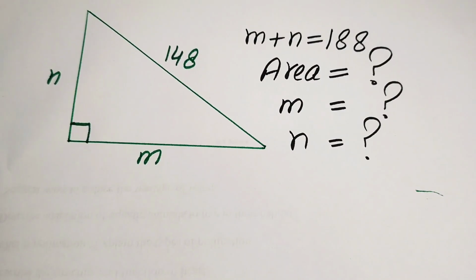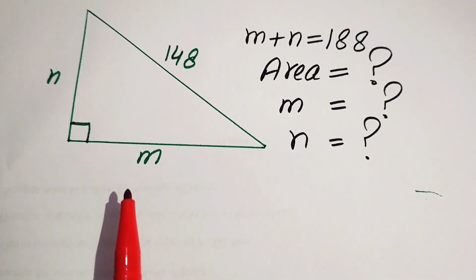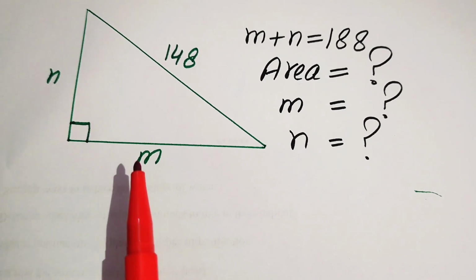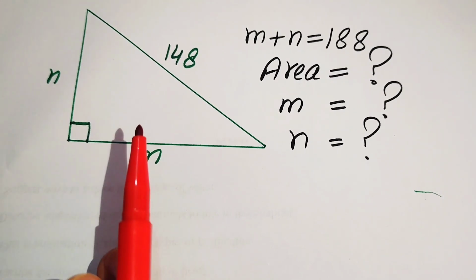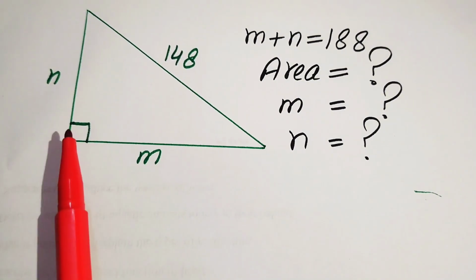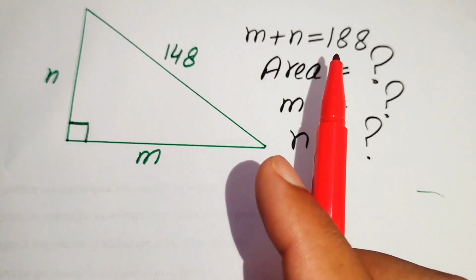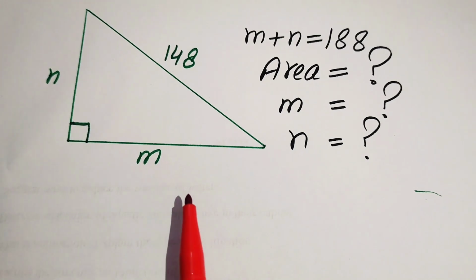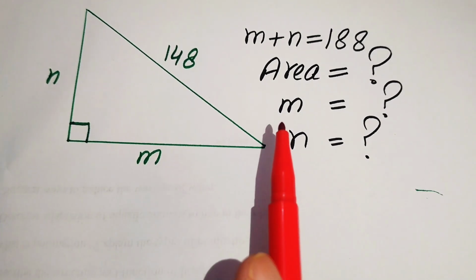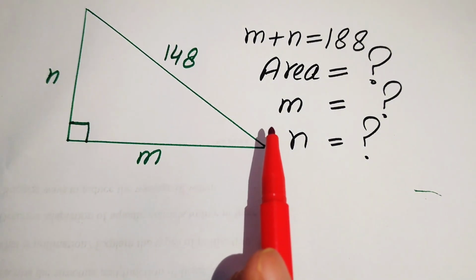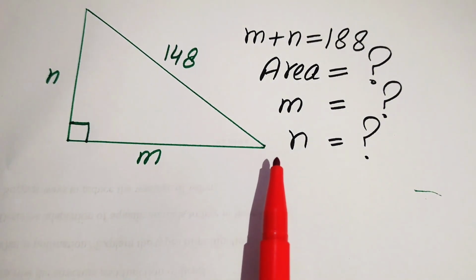Hello everyone, welcome to solve this math Olympiad geometry problem. Here we have a nice right triangle in which the lengths of its sides are m, n and 148, and we are given that the sum of these two sides is equal to 188. With this information we need to find the area of this right triangle, as well as the values of m and n.